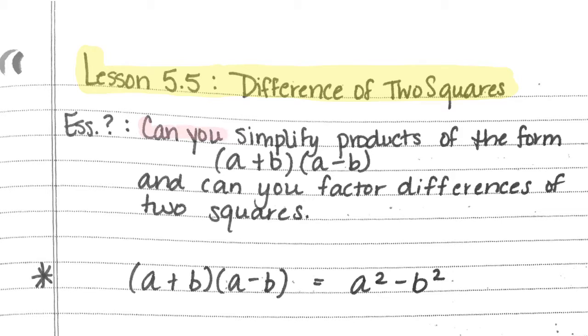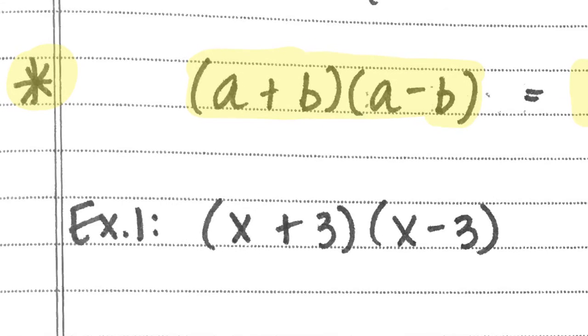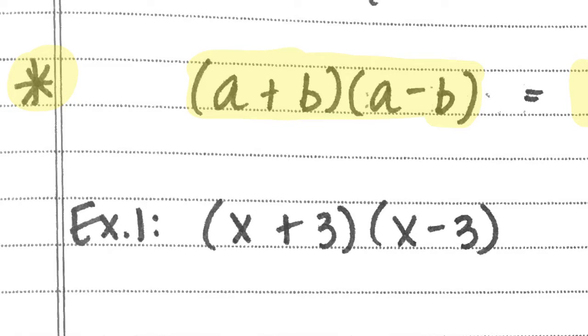Our essential question is, can you simplify products of the form a plus b, a minus b? And can you factor differences of two squares? Our key, star, circle, highlight: we need to know that a plus b times a minus b is equal to a squared minus b squared. So remember, we just multiplied binomials in our head. So now we're going to do them again, multiplying them in our heads, but then we're going to learn how to factor.